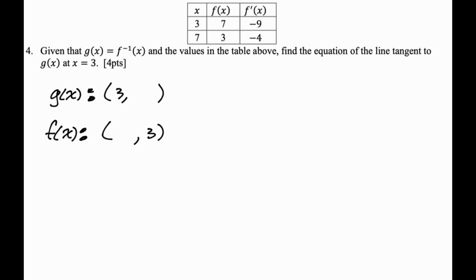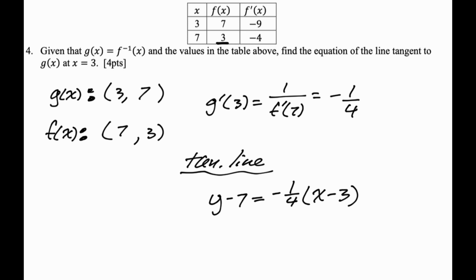So we're going to go to the table for f of x, find the 3 in the f of x column, and that'll tell us what the x coordinate is for f, and therefore the y coordinate for g. So I always set it up like that. I always find the ordered pair on g of x from the ordered pair on f of x. Now I know that g prime of 3 is going to be 1 over f prime of 7 because I studied and I remember that. I know that f prime of 7 is negative 4, so we're looking at negative 1/4. And then for our tangent line, make sure you use the ordered pair for g of x. We are going to get y minus 7 equals negative 1/4 times (x minus 3).